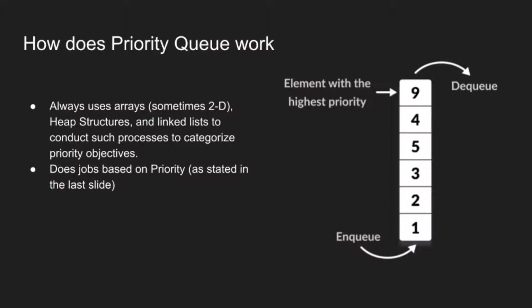So you may wonder, how does priority queuing work? It always uses arrays, sometimes in 2D, heap structures, and linked lists to conduct such processes to categorize priority objects. It also does jobs based on priority, as stated in the last slide.